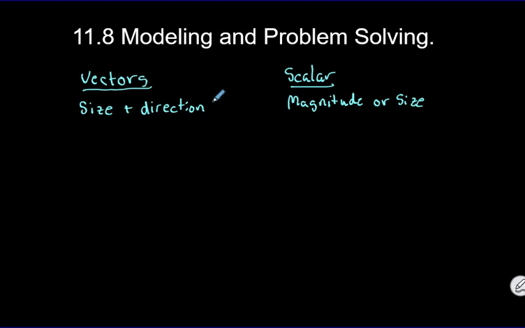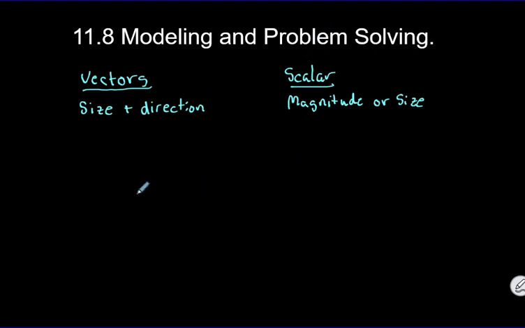So a vector is something that has both size or magnitude, because magnitude is the same thing as size, and direction. For something to be a vector, it has to have magnitude and direction, size and direction, and that's what a vector is. But a scalar is just something that has magnitude or size. So that's what the difference is.